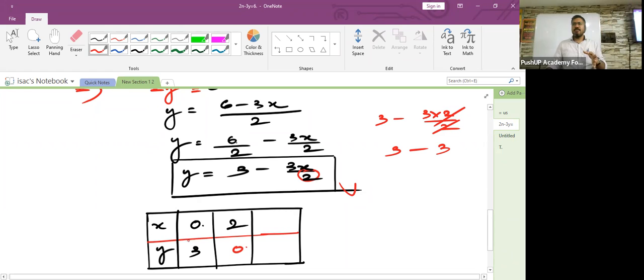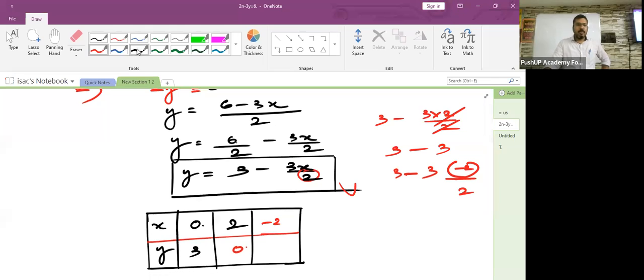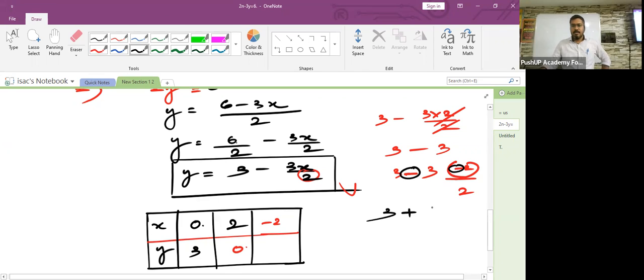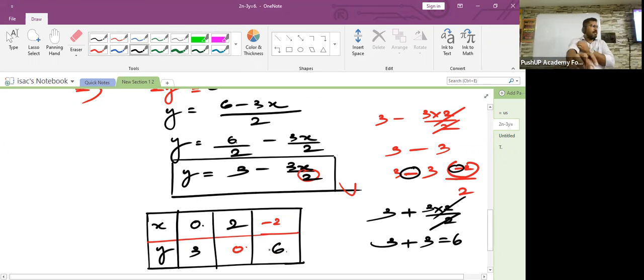Next, minus 2. Shall we take minus 2? Let's take minus 2. So you will get 3 minus 3 into minus 2 by 2. Now this minus and this minus will get combined to form what? Plus. Then 3 into 2 divided by 2. 2 and 2 will get cancelled. So 3 plus 3. And 3 plus 3 is what? 6. Okay. Easy.